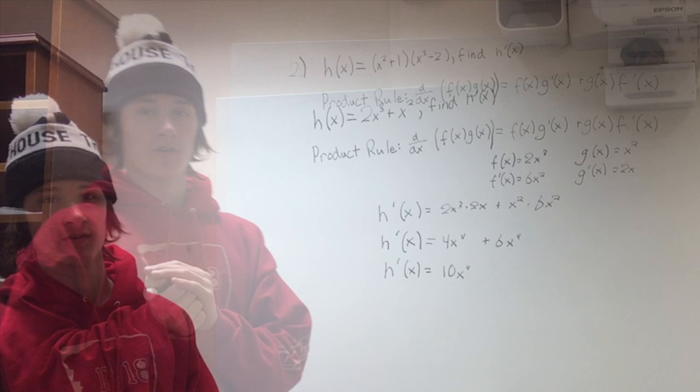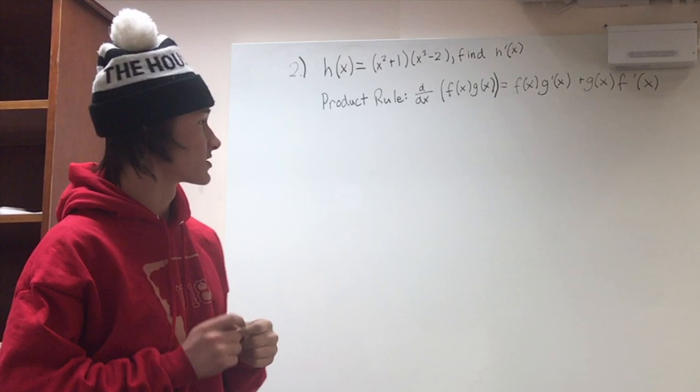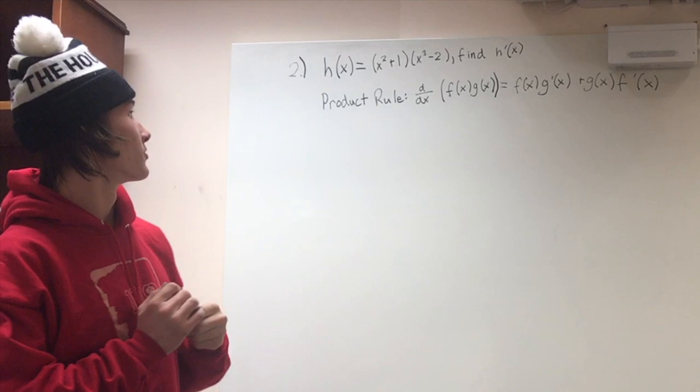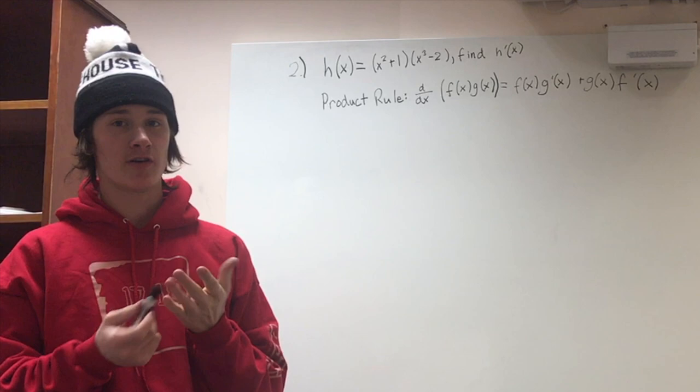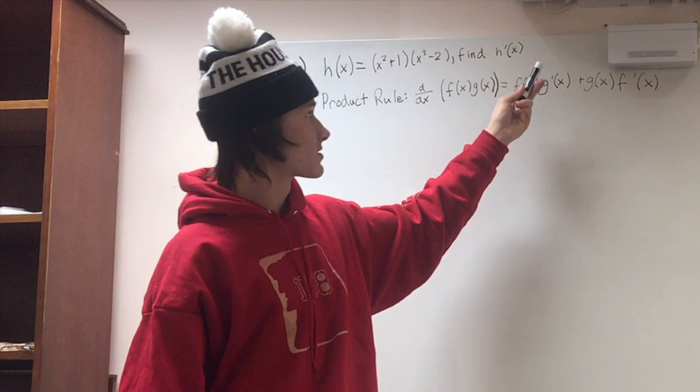So for our second example, we will be finding the derivative of h of x when h of x equals x squared plus 1 times x cubed minus 2, where this example is similar to our first one, but we have two polynomials instead of two monomials. And we are also only using the product rule for this example. The product rule is stated as the derivative of f of x times g of x equals f of x times the derivative of g of x plus g of x times the derivative of f of x.